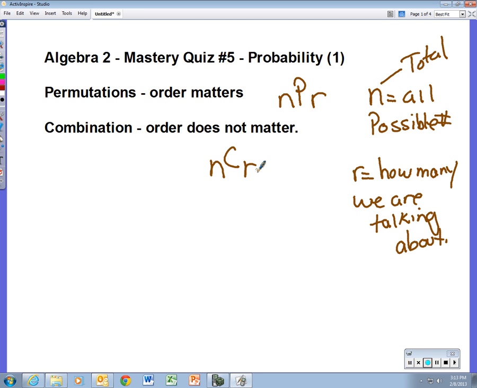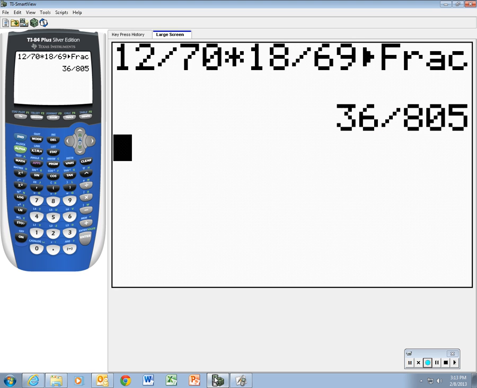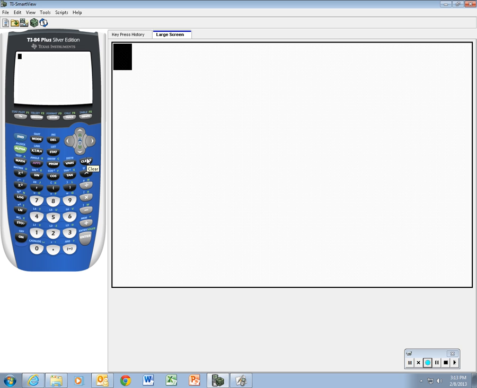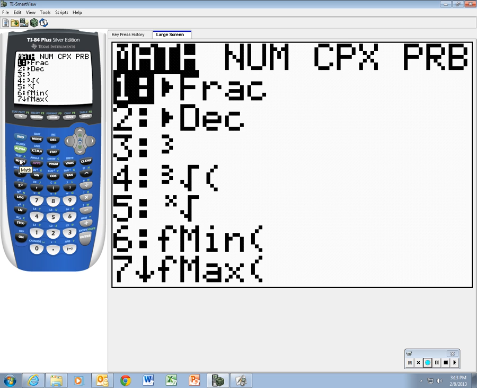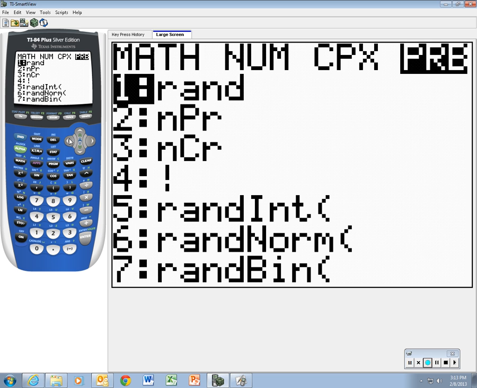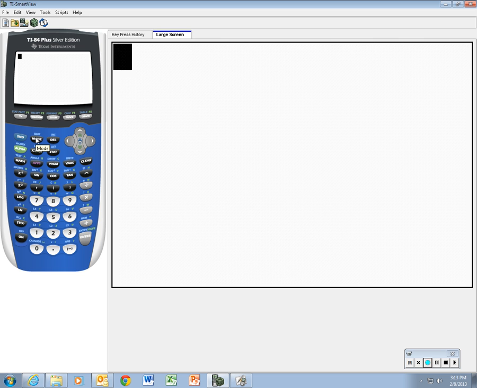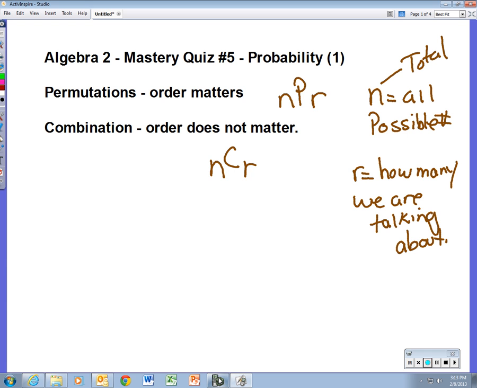Now, to show you that on the calculator really quick, if you go to your math and then you go to probability, we can see both of them. Number 2 right here is nPr and number 3 is nCr, and we'll use those in a little bit. So we're going to get out of this screen, so we can go second quit, remember, to get out of that screen. All right, so let's go and look at some examples.